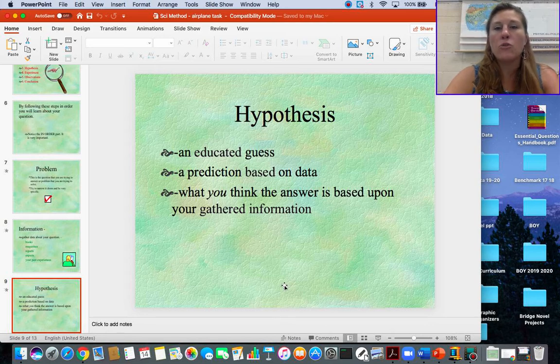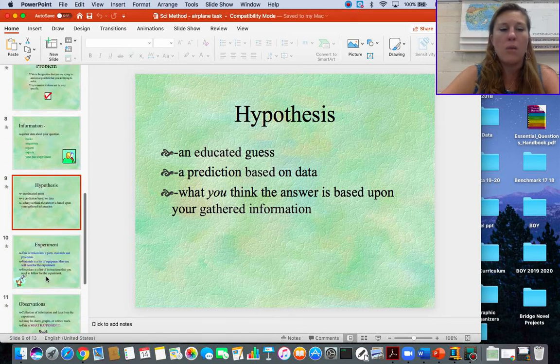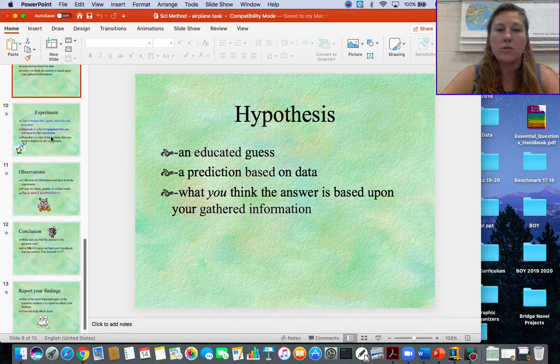Once you've done your research, you have a hypothesis. That's an educated guess, meaning you use context clues, you use your research to come up with a prediction based on what you found. What do you think the answer is going to be based on your research? What do you think is going to solve your problem based on your research?